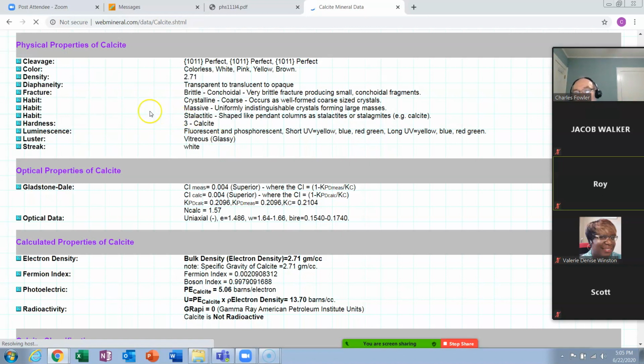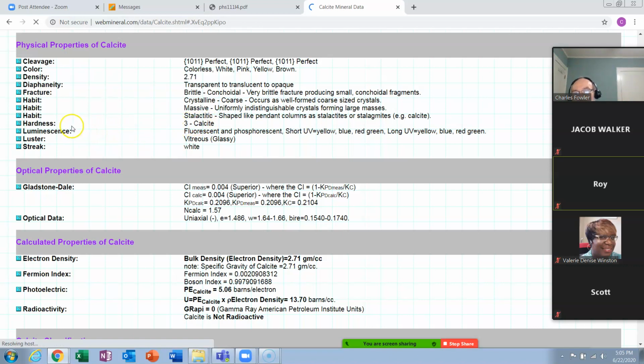Okay? The third column was streak. There's streak, a white streak, even though it may have been a colorless or a pink or a yellow or brown mineral looking. When you did the streak, it came out white. Okay, the next one was hardness. There's your hardness. Number 3, calcite. If that's what you want to put, you can certainly do it. Okay, it's its own classification. Everybody measures number 3 by calcite, so you're perfectly fine to do that.